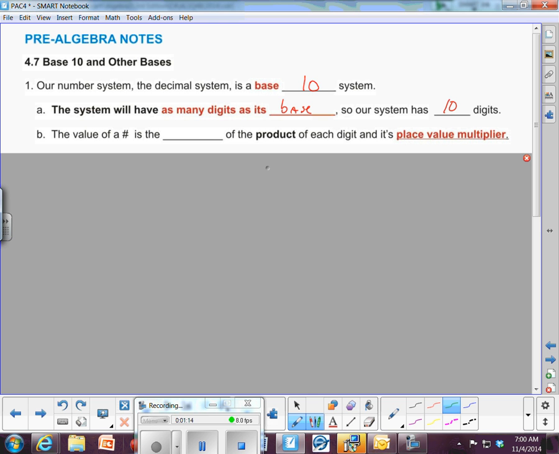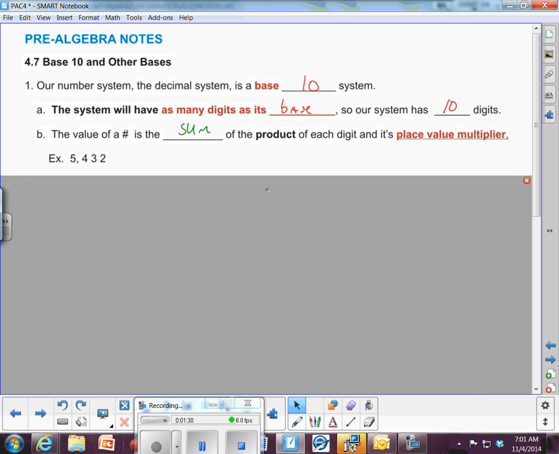B, the value of a number is the sum of the product, and what two things are you doing? Each digit and its place value multiplier. So the value of a number is the sum of the product of each digit and its place value multiplier.